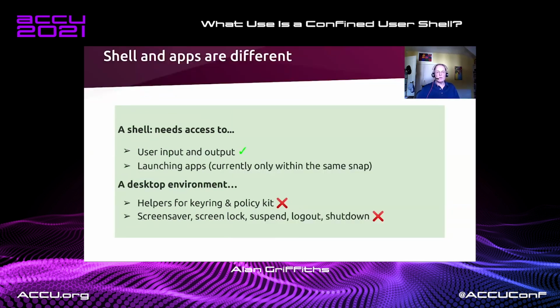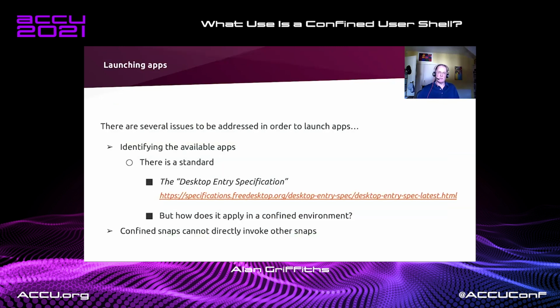For shells, I'm not going to talk about the desktop environment stuff. That typically drops out of things like dbus interfaces. The user input and output is already working, and launching apps currently only works within the same snap. There's a number of issues to be addressed dealing with launching apps. Identifying the available apps, you need to make the necessary parts of the file system to identify the applications accessible to the snap shell.